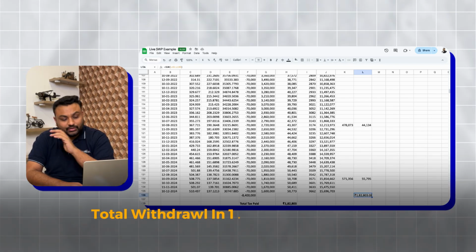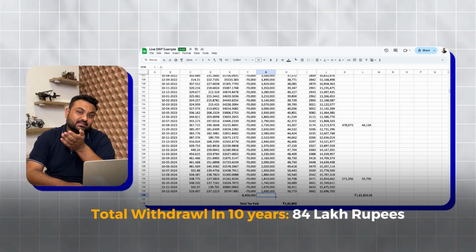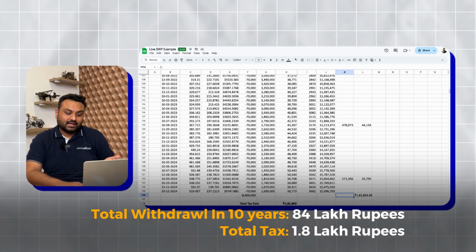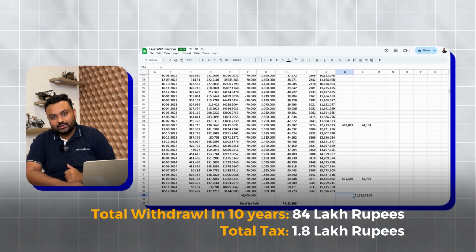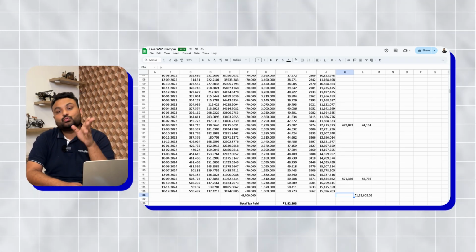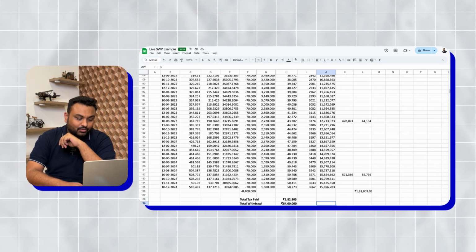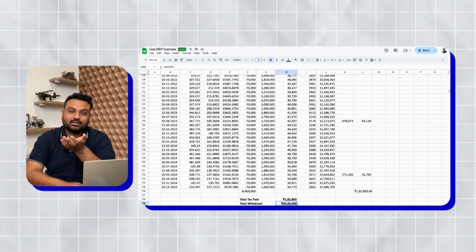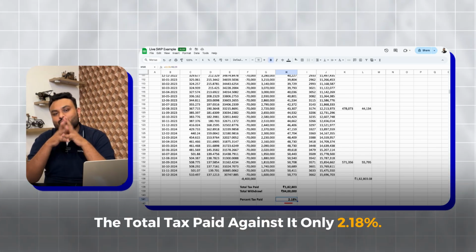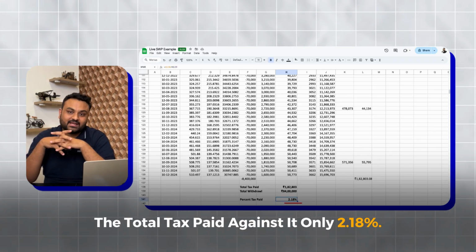Yes, the total withdrawal over these 10 years is 84 lakhs, and the tax that was supposed to be paid on this 84 lakhs is 1.8 lakhs only, right? And the corpus has also grown from 1 crore to 1.57 crores. Now, if you simply see the total withdrawal and the tax actually paid against it, the percentage comes to only 2.18%. Isn't this almost magic, right?